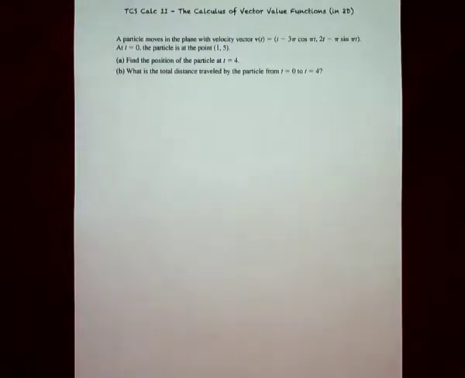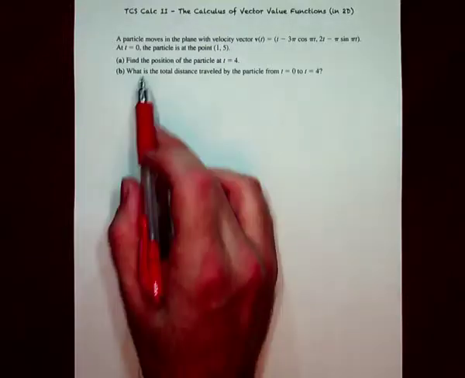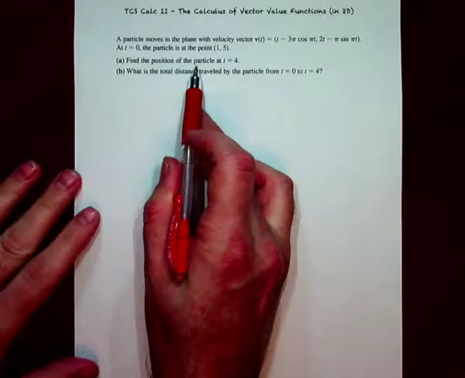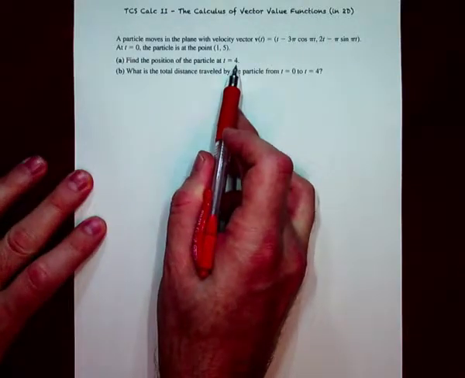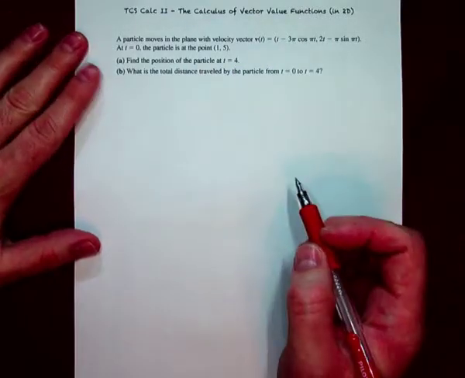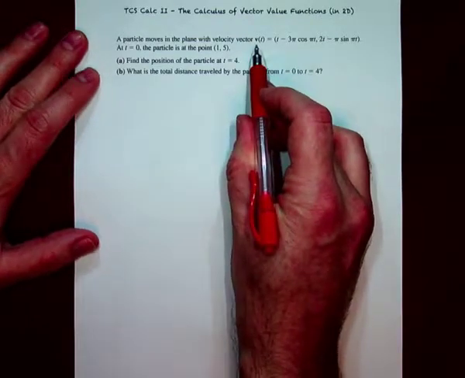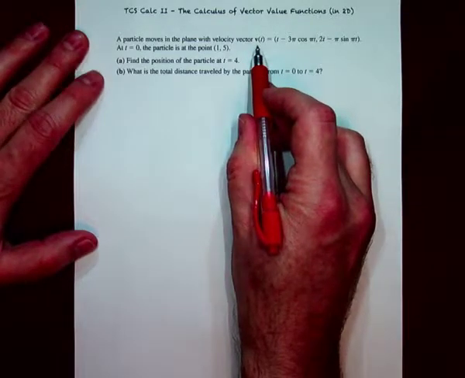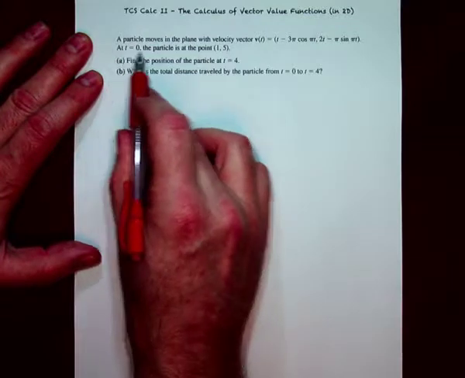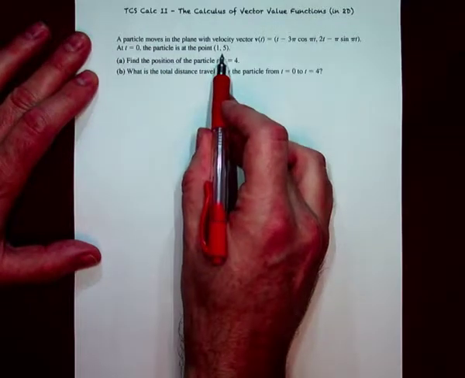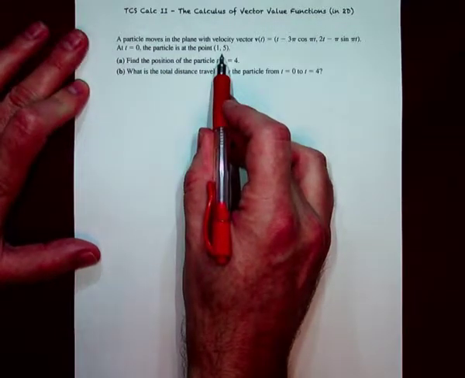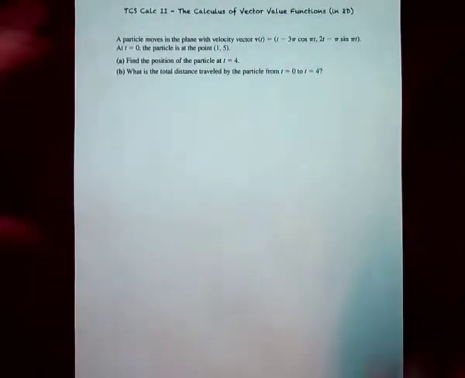So let's go ahead, and if I need to find the position of the particle at t equal to 4, what I need to do is find the position vector. Now I can do that because I'm given the initial condition right here. And once I find it, basically what I need to do is, well, let's go ahead and do it with displacement instead, okay?